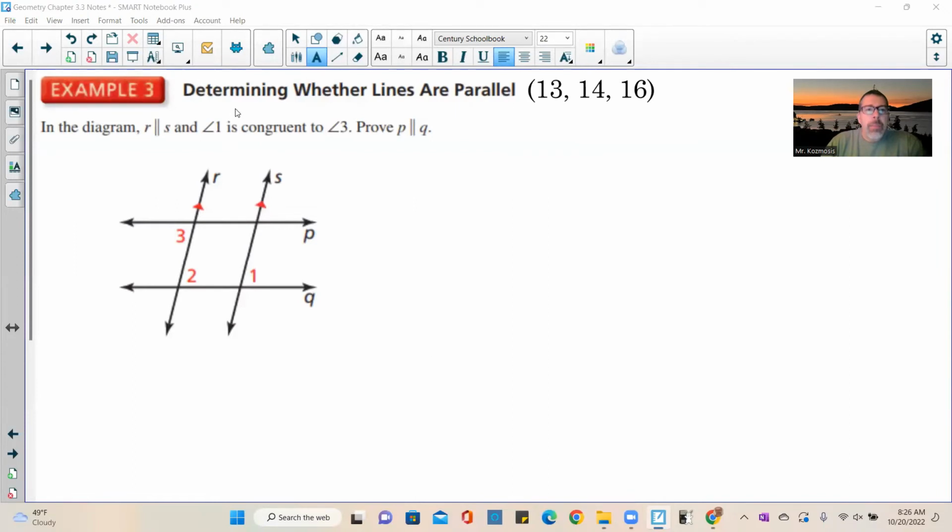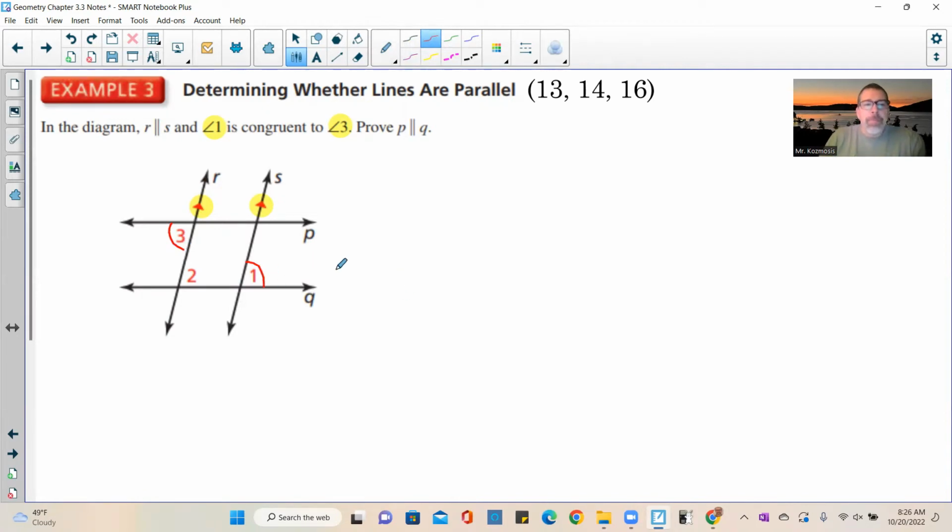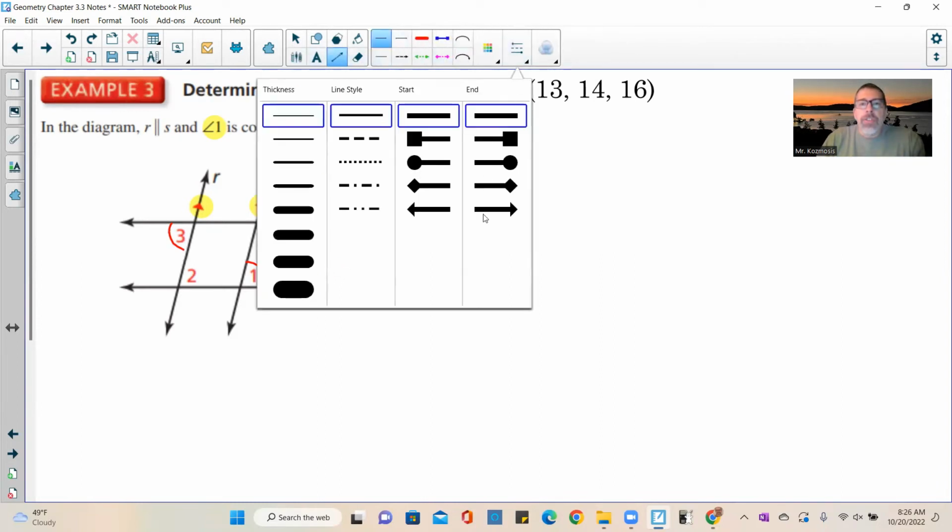Okay, example 3, determining whether lines are parallel. In the diagram, R is parallel to S, and they've labeled it right there. Line R is parallel to line S, and angle 1 is congruent to angle 3. So you should label your diagram with the givens. 3 and 1 are congruent. Okay, so what can we do with that? Well, it's all about the transversals.